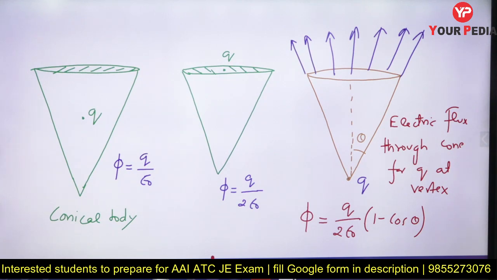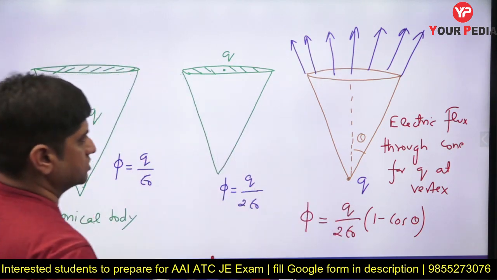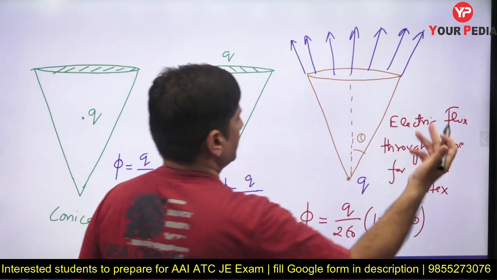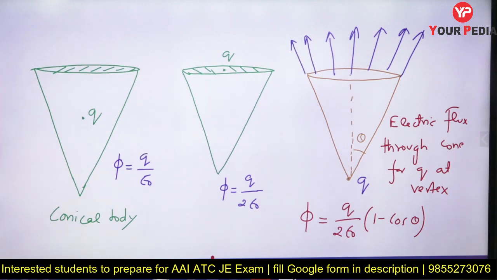And obviously this particular case is a special case of this, because the moment the charge is taken here, this line becomes this and theta becomes 90 degrees. So this becomes the formula for the conical surface.